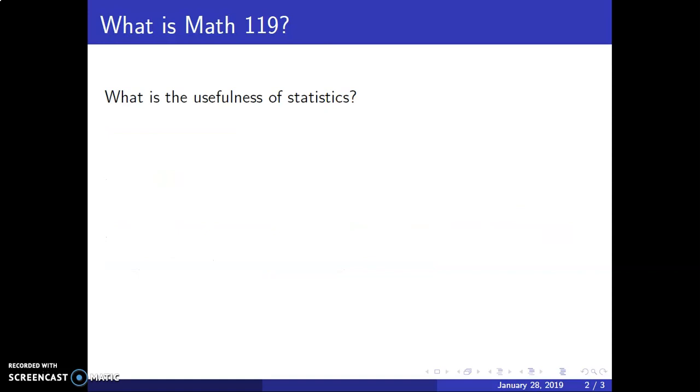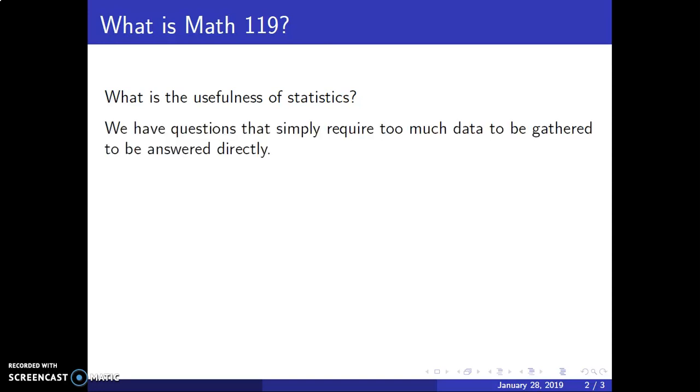Now that we've defined the word statistic, you might think, all right, so what is the usefulness of statistics? This is kind of the big picture idea. Why do we have statistics? Why are statistics such an important feature, even just in our day-to-day experience, let alone what's going to happen in this course? We have questions that simply require too much data to be gathered to be answered directly. If we wanted to answer this question definitively with no uncertainty, it would be impossible.